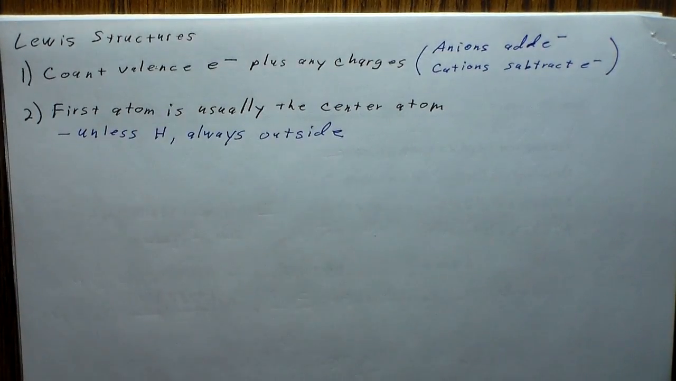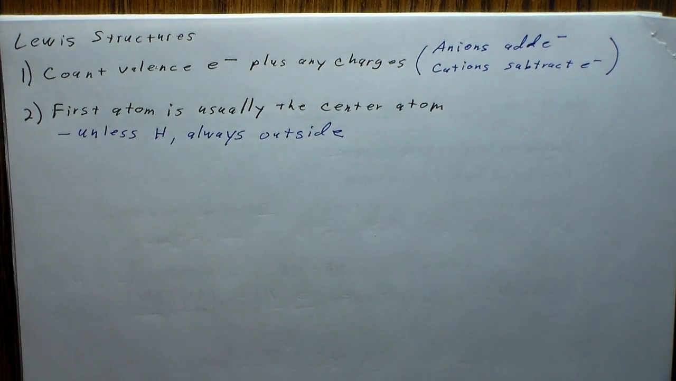So our first atom is usually going to be the central atom. So when we start looking at formulas like methane, CH4, the carbon's going to be in the middle, or sulfur dioxide, SO2, the sulfur is going to be in the middle, or chlorine dioxide, ClO2, the chlorine is going to be in the middle. There's of course some exceptions.